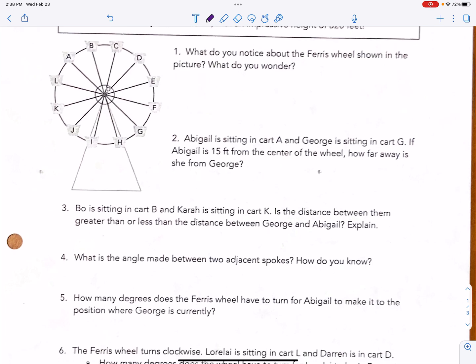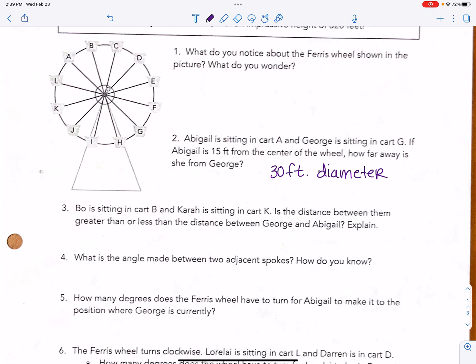Okay, number 2 says, Abigail is sitting in cart A and George is sitting in cart G. If Abigail is 15 feet from the center of the wheel, how far away is she from George? So I'm hoping that maybe in your mind you thought, well, 15 feet is the radius, so from Abigail to George would be 30 feet because that would be a diameter. Now we're starting circles. We're going to explore different things. I feel like you've heard the word radius and diameter before. Radius being from the center to a point outside the circle, so halfway. Diameter being all the way across, so double the radius.